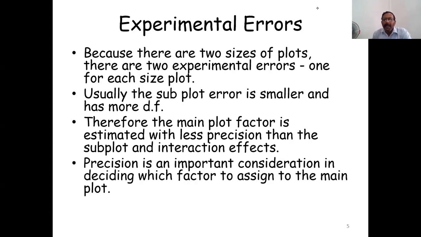Precision is an important consideration in deciding which factor we should assign as the main plot. We cannot get the precision equally for factor A, factor B and the interaction. Interaction is not a problem, it is always in the subplot, but we have to decide which becomes the main plot, whether it is factor A or factor B.